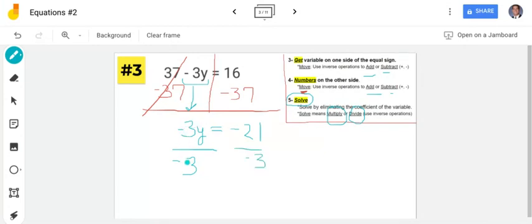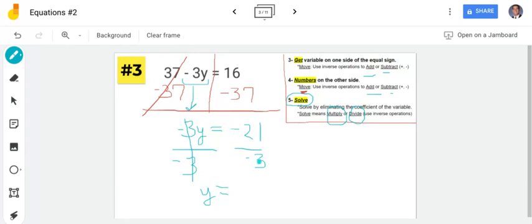If you have negative 3 up top and negative 3 on the bottom, those simplify to 1. So I'm going to draw a diagonal or a 1 through them, and I'm left with 1 times y, or just y. I bring my equal sign straight down. And over here I have negative 21 divided by negative 3.